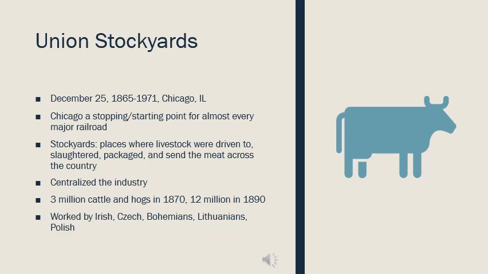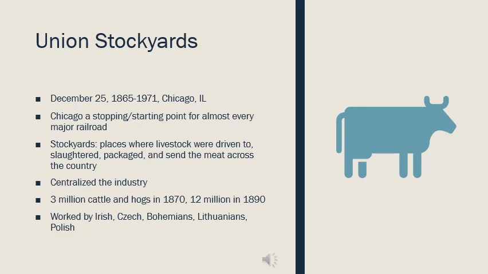And Chicago was a pretty key part of this meatpacking industry because of its geographic location. It was a starting or a stopping point for almost every major railroad. And it was able to centralize a lot of the industry. And you'll see some slides going forward in a second, so you'll understand what I'm talking about.